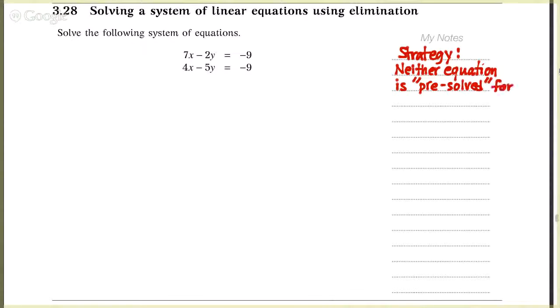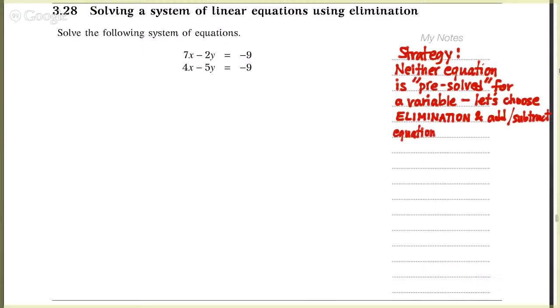Having one of the equations solved for one of the variables in terms of the other makes substitution a smarter, more efficient choice. But that's not the case here. The first equation, 7x minus 2y equals -9, doesn't have one of the variables by itself. Neither does the second equation, 4x minus 5y equals -9. So since neither equation is pre-solved for one of the variables, the method of elimination is a little bit more efficient. Let's choose elimination.